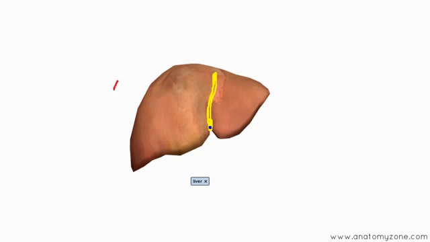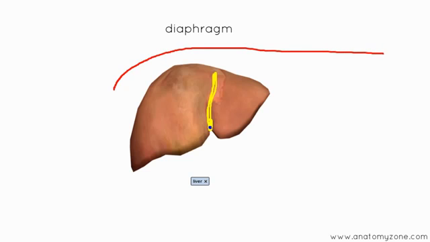So remember, above the liver you've got the diaphragm. I'm drawing the diaphragm on here. This is the diaphragm in red. And reflecting off the diaphragm you've got folds of peritoneum. These folds of peritoneum reflect off the inferior surface of the diaphragm and attach onto the liver. So you've got these reflections from the inferior surface of the diaphragm which reflect onto the liver.